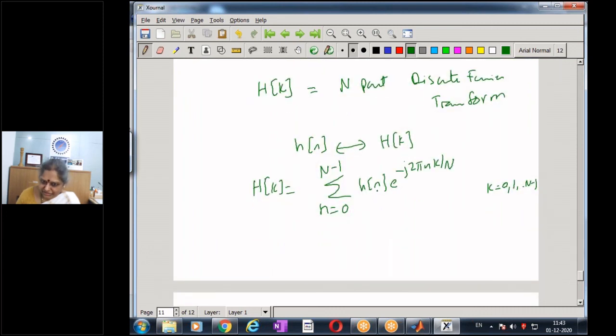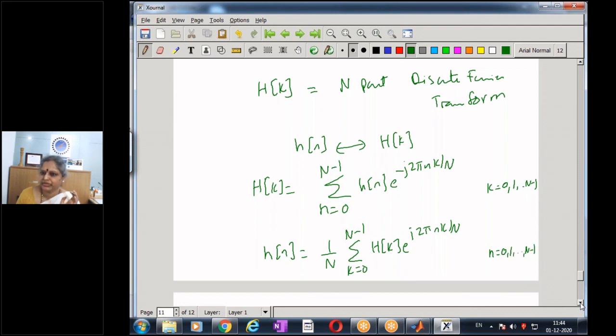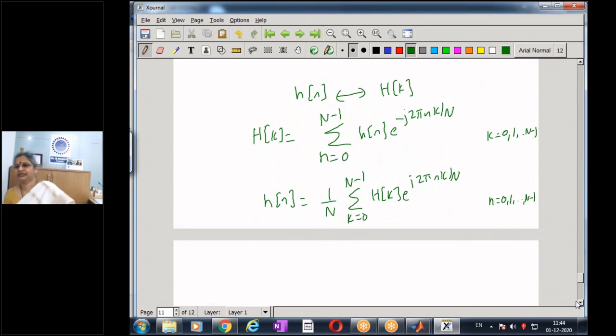And similarly, if I have h of k, I can get my inverse. I can get back my sequence h of n using this relation: sigma k equal to 0 to n minus 1 h of k e to the power of j 2 pi n k by n, where again n goes from 0 to n minus 1. So this expression is known as the discrete Fourier transform, and this is the inverse discrete Fourier transform. So now we have discrete time signal and we have the discrete Fourier transform.